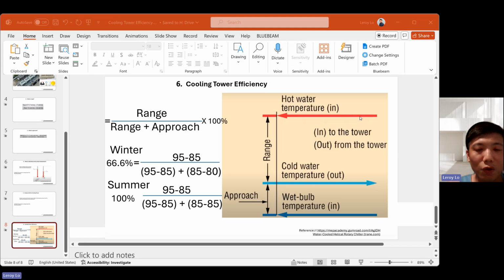Let's say 95 for your hot water temperature and 85 for your cold water temperature. Now your wet bulb temperature in winter, for example, is 80, and in summer is 85. So you can see winter will be 66.6% for your cooling tower capacity, but in summer you will have 100% because you are losing the approach. You can see here, approach is equal to 0. So in this case, you might need another cooling equipment such as evaporative cooling for your summer worst case scenario to account for that.